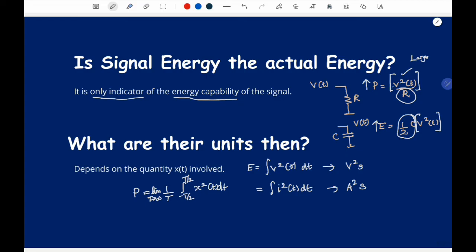Right? So this quantity is going to be the same, but you have a 1 by T factor. So 1 by T means you will just divide by seconds. So for voltage it is volt square, and for current it is ampere square.